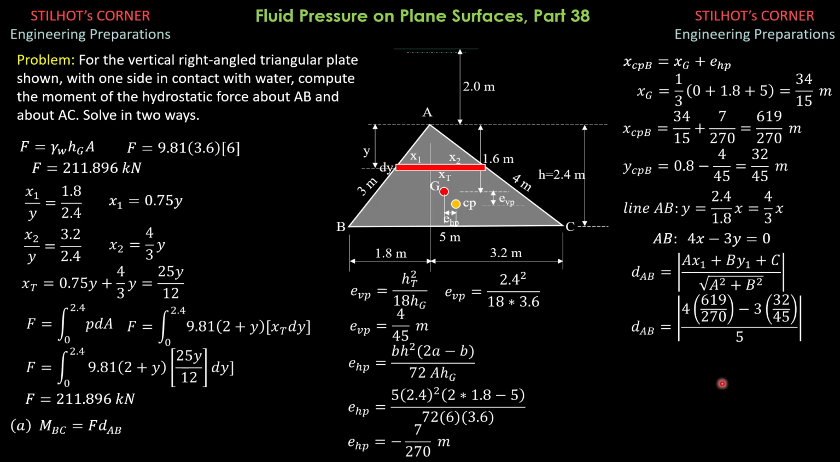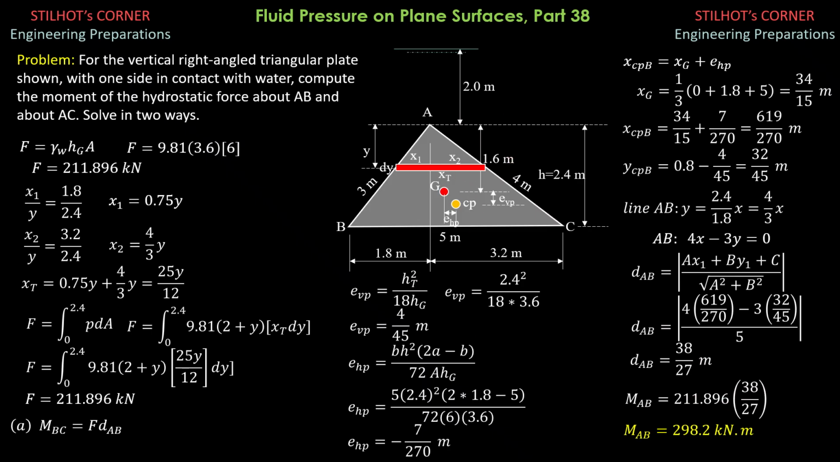So distance AB can now be computed, and it is equal to 38 over 27 meters. Moment about AB is F times distance AB, and F is 216.896. Distance AB is 38 over 27. So we can now solve moment about AB, which is equal to 298.2 kilonewtons.